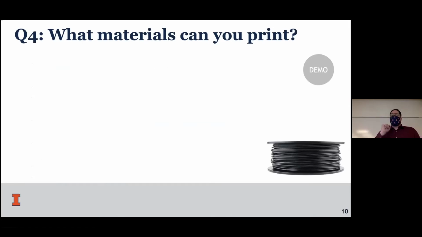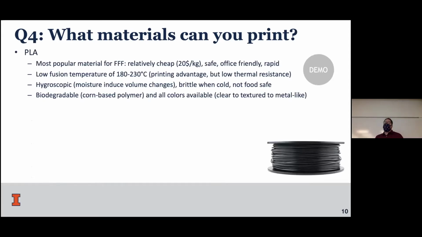I think Lama asked, what kind of materials can you print? I showed the PLA. That is the most popular, I would say, amongst 3D printer hobbyists. The reason is that it's pretty cheap, $20 per kilogram. A 1 kilogram spool is the biggest version, the size of the one we have installed in the printer, and that's usually sold by 1 kilogram. It is safe and office friendly. It's not toxic or dangerous. It is rapid. It has a low fusion temperature.